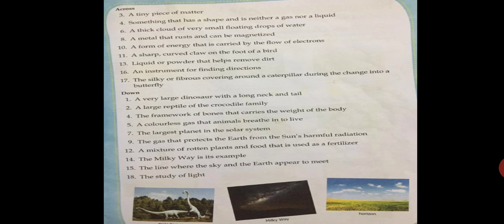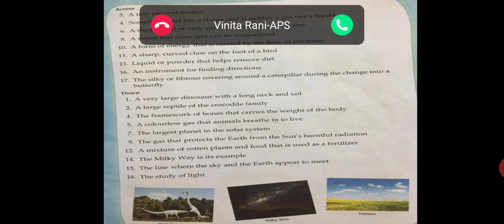A mixture of rotten plants and food that is used as a fertilizer. The name of that product is compost, C-O-M-P-O-S-T. Actually, this is a mixture of rotten plants as well as food, and we use that compost as a fertilizer, mixing it with the soil for the betterment of the plant.